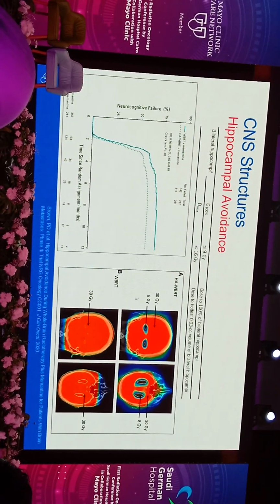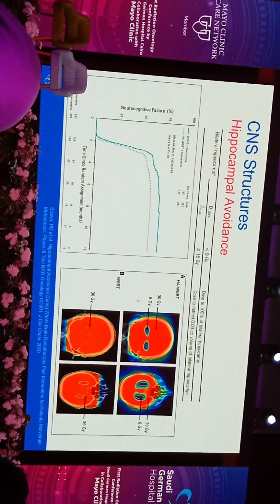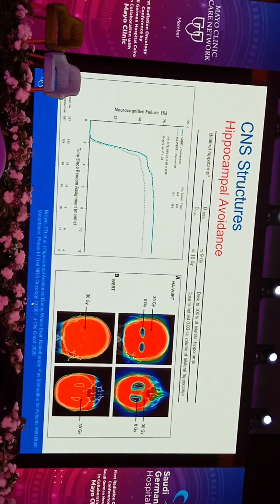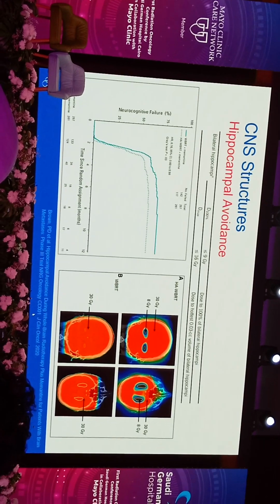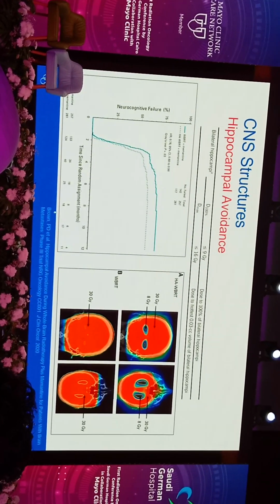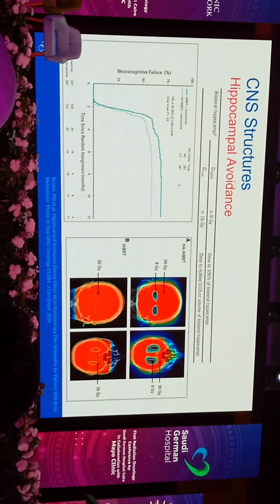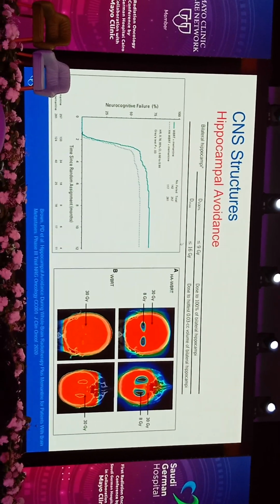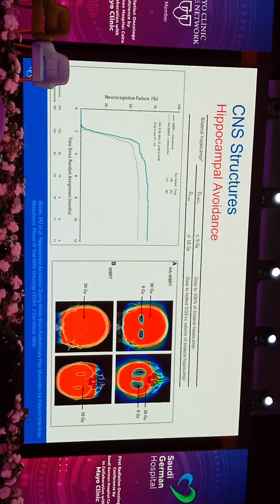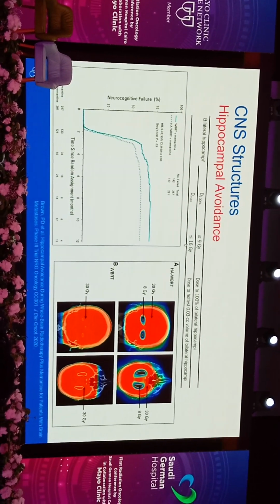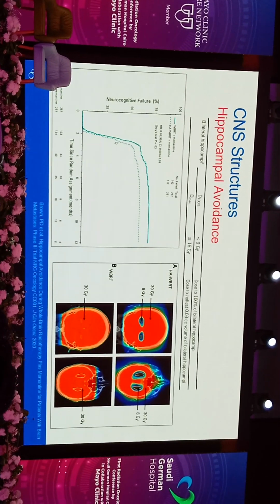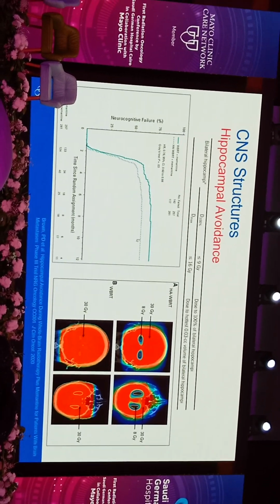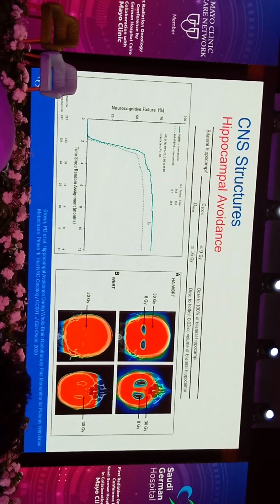But we know that these structures are important. So this is a multi-institutional study within the US, CC001, which was led in part by Dr. Brown and Mayo Clinic. And these results showed that avoiding the hippocampus by giving a D100% less than 9 gray and a Dmax less than 16 gray resulted in better neurocognition compared to standard whole brain radiation therapy.